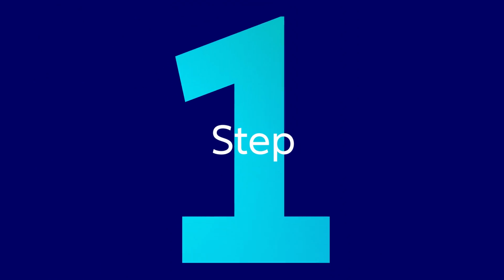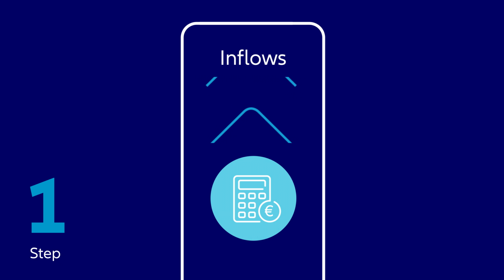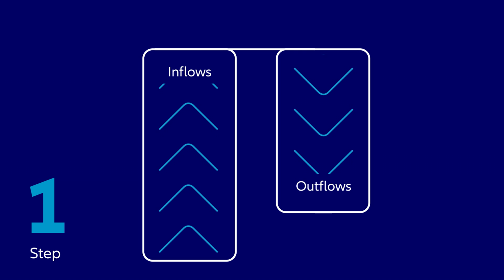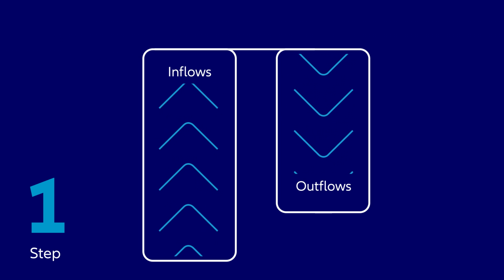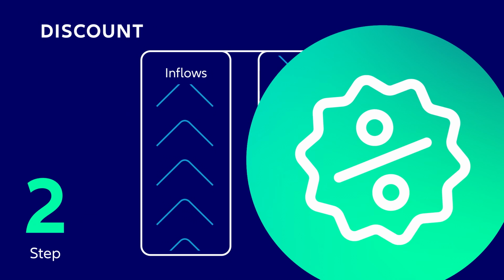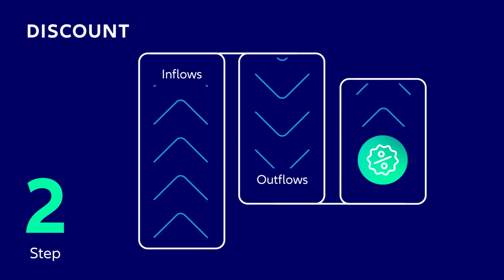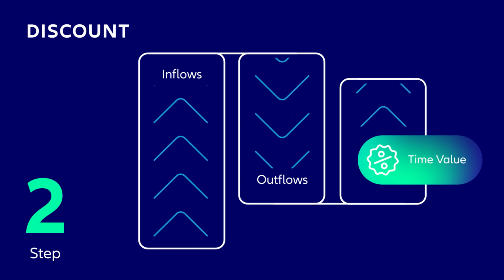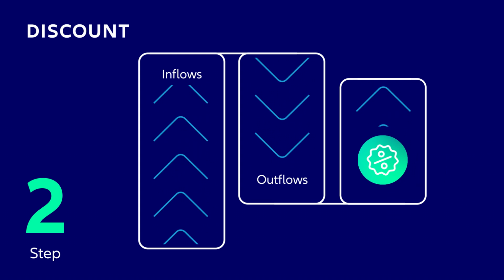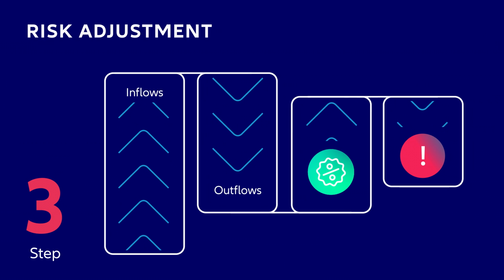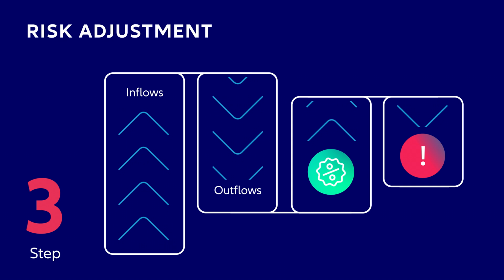Step 1. We need to estimate the premiums to be received and the payments and expenses related to the contracts, essentially the cash flows. Step 2. We then discount these predicted cash flows to allow for the time value in line with the characteristics of the cash flows. Step 3. We add a risk adjustment to allow for the uncertainty about the amount and timing of future cash flows.